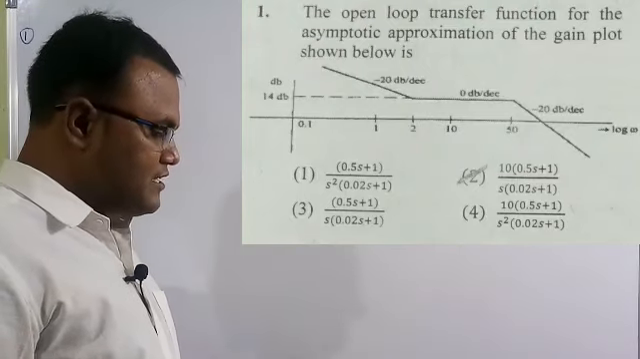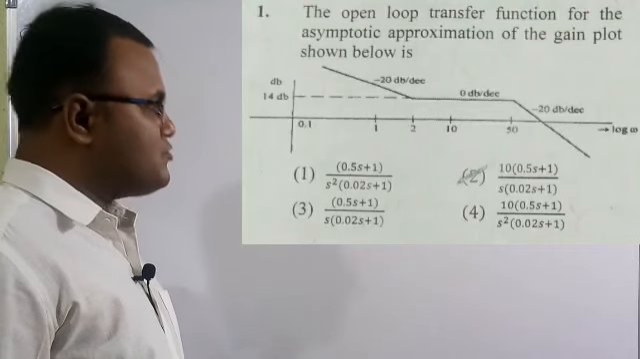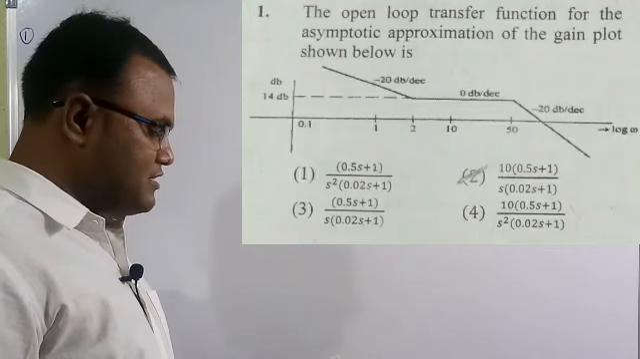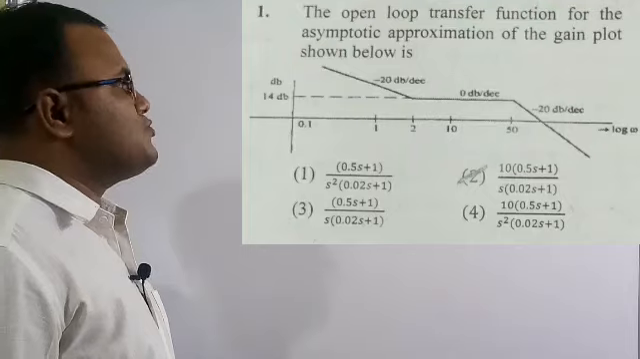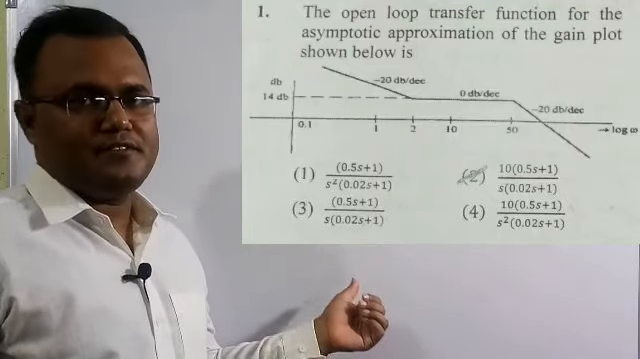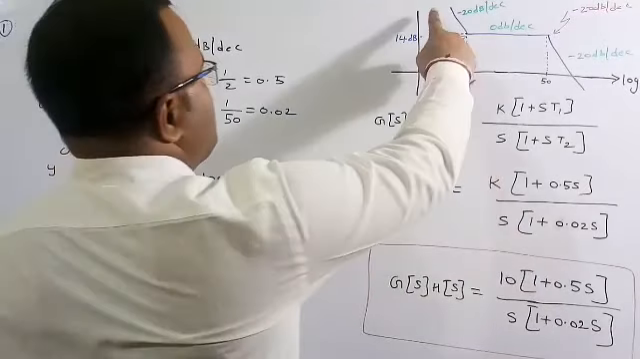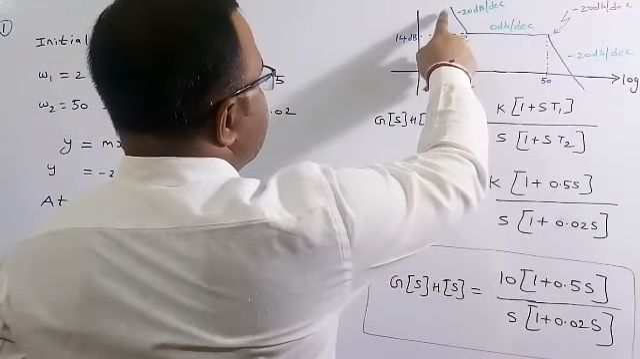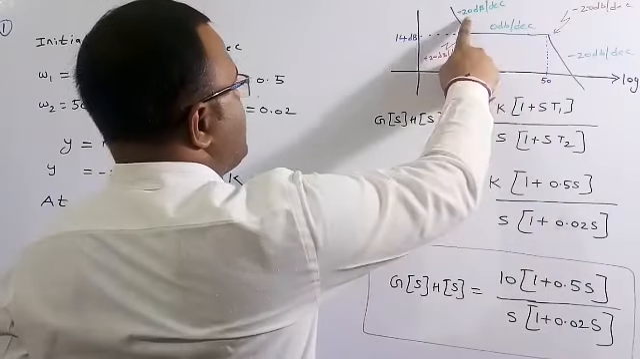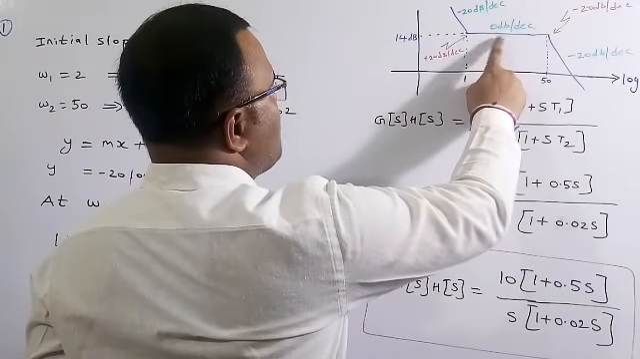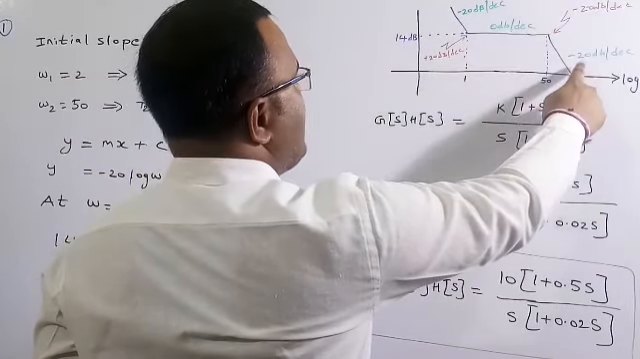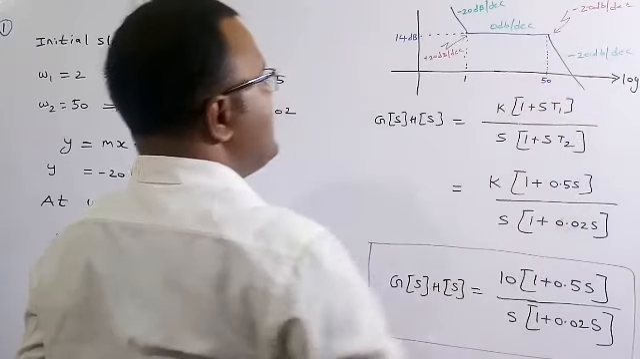So here the correct answer is option 2: 10 into (0.5s plus 1) by s into (0.02s plus 1). So we will solve this numerical. This is the Bode plot which is given in the question. The initial slope is minus 20 decibels per decade, and then the slope is 0 decibels per decade, and finally the slope is minus 20 decibels per decade.